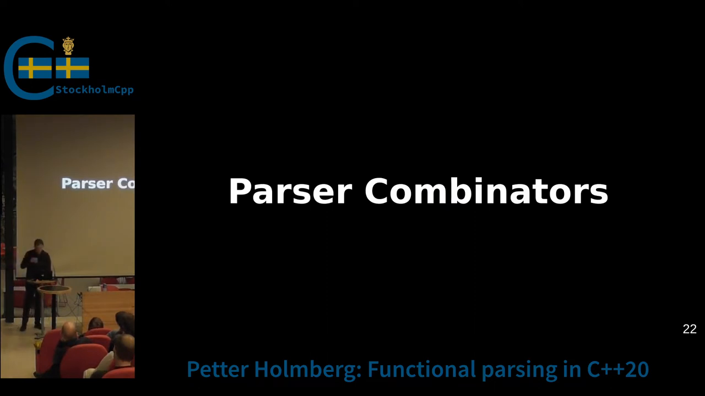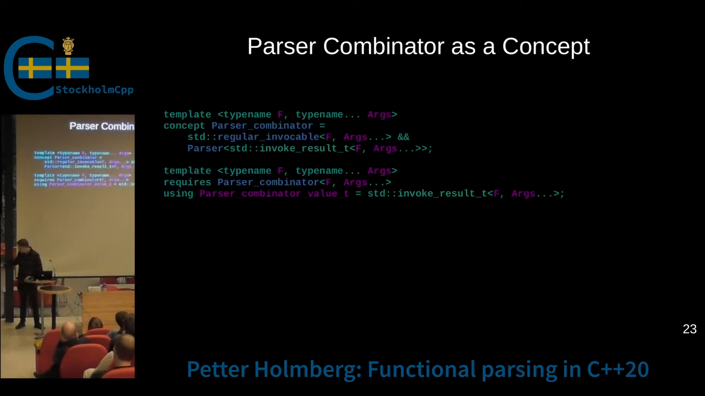So let's go to the parser combinators. And here I'm jumping right into the concept that describes them. So now I hope you can read what this does. So a parser combinator is just a function that takes any number of arguments, can be zero arguments, actually, if you want. And its return type, so the invoke result t, should be a parser. So it doesn't have to actually combine multiple parsers. You can have a parser combinator that takes nothing. The important thing is that it returns a parser.